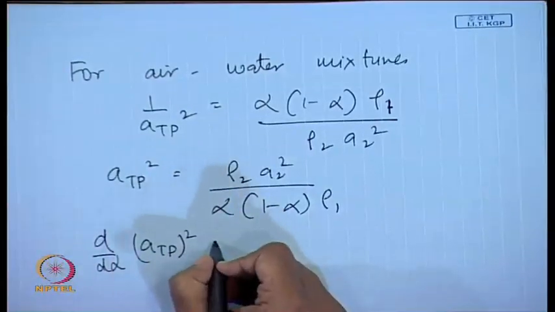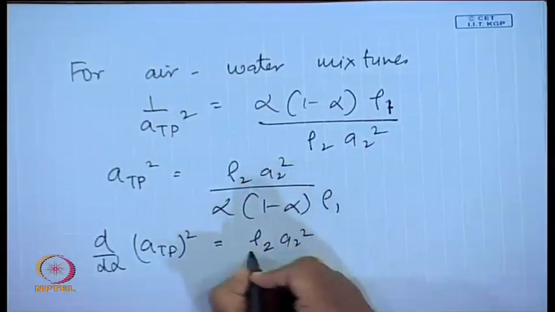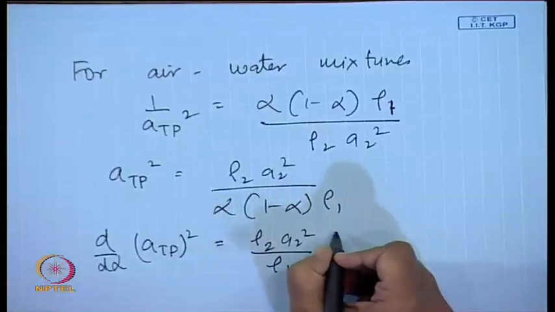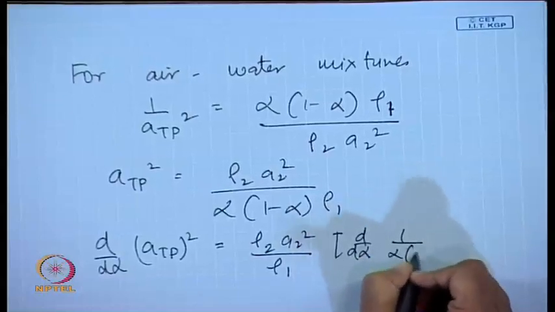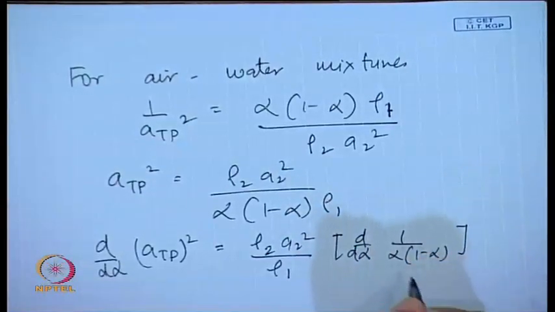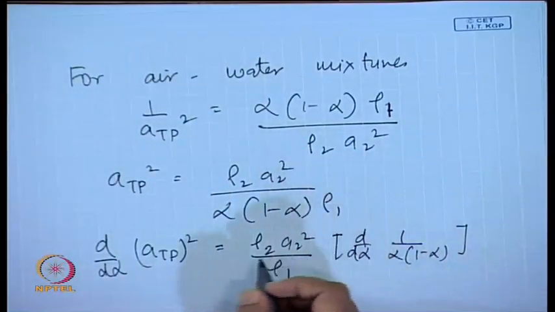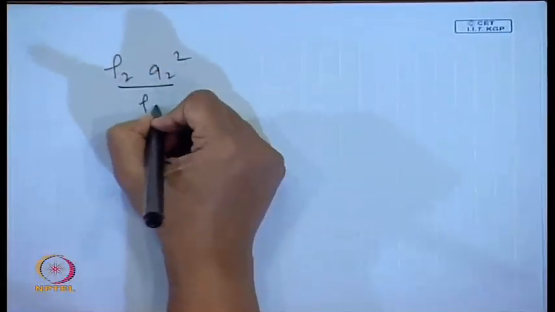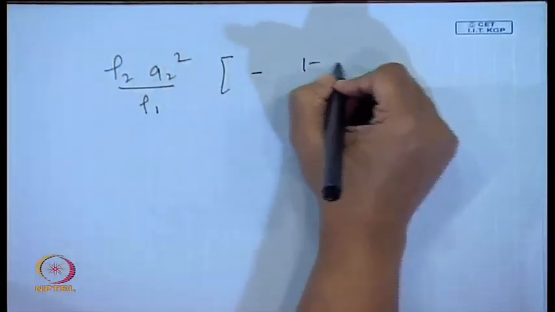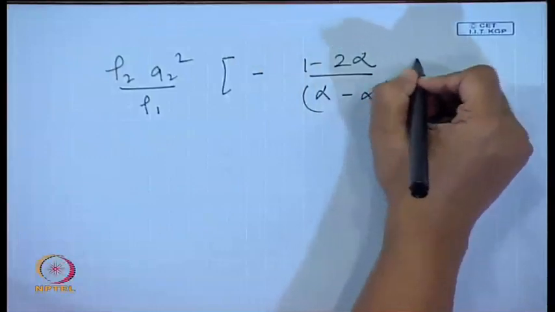Now, this we know will be equal to, if we simply differentiate it, rho 2 A 2 square by rho 1. You can perform the differentiation and find for yourself, it is just d d alpha of 1 by alpha into 1 minus alpha, because A 2, rho 1, rho 2, all of those are constants. So, therefore, this gives us rho 2 A 2 square by rho 1 into minus (1 minus 2 alpha) by (alpha minus alpha square) whole square.